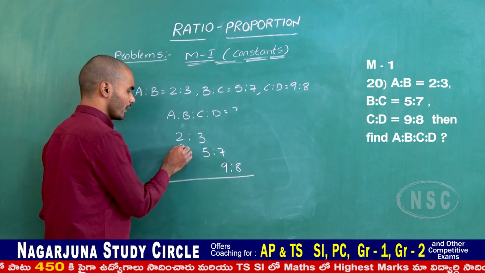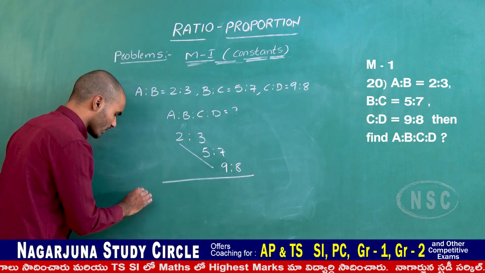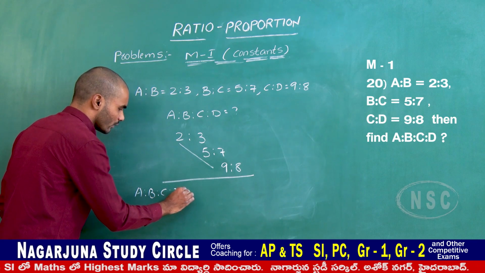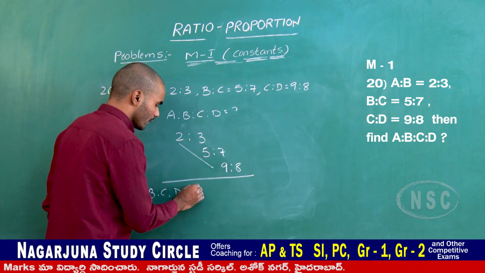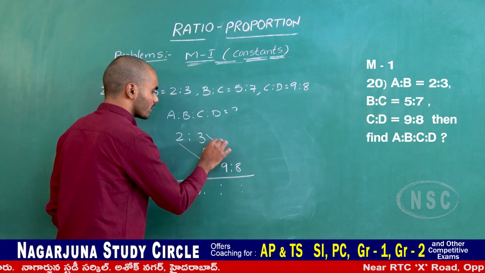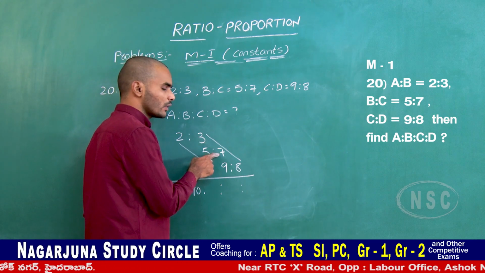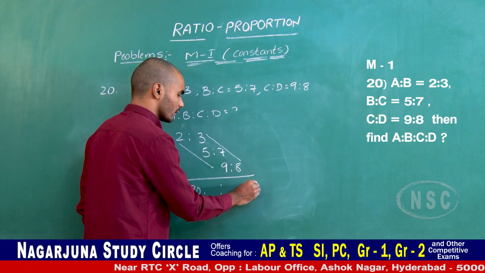First, the product of first terms is the value of A. Product of first terms means 2 fives are 10, 10 nines are 90. And the product of last terms is the value of D. Then 3 sevens are 21, 21 eights are 168.